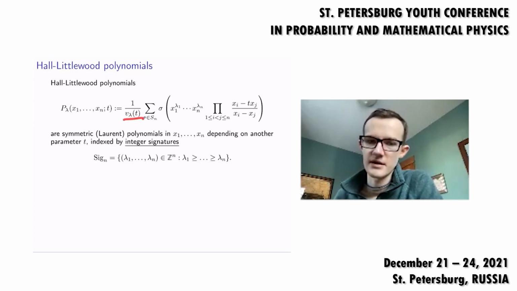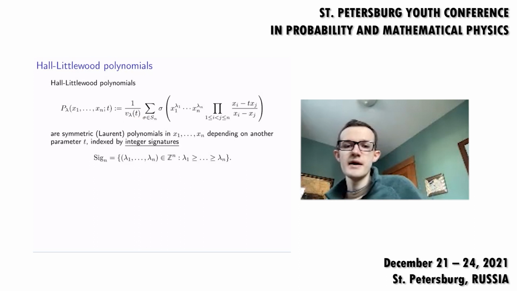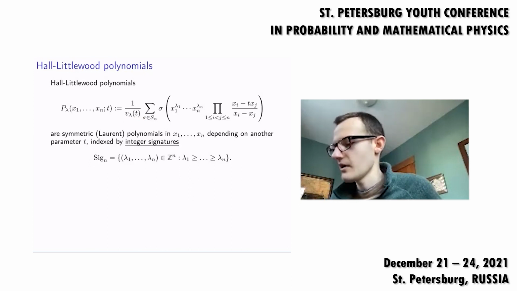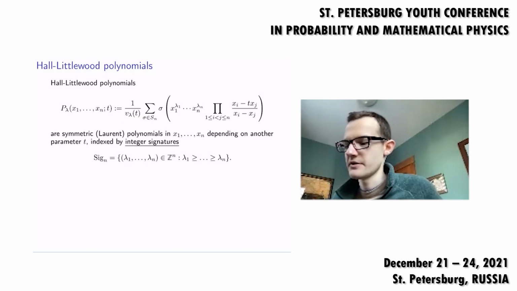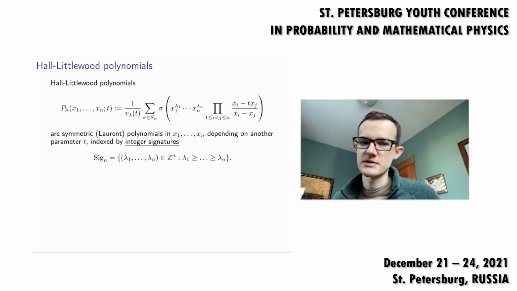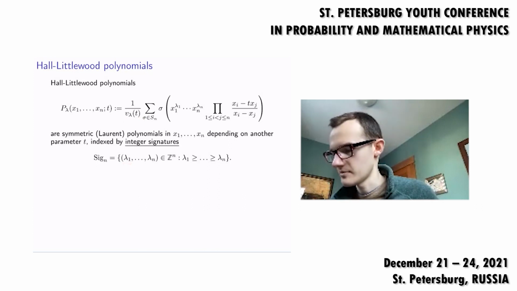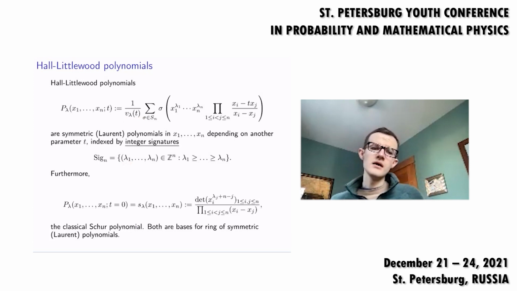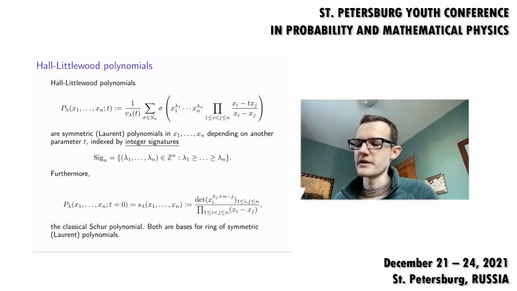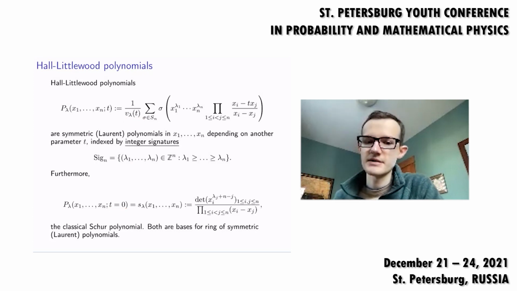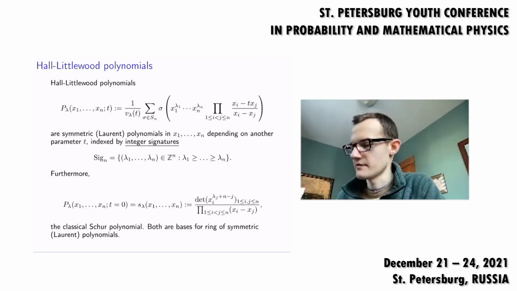Here, this is a normalizing constant you don't really need to worry about. And I'll just say that usually these are defined as polynomials. And if the signature has all of these lambda_i non-negative, then it will be a polynomial, but we want to consider it where they can be negative, and then it's a Laurent polynomial. They have lots of nice properties, connections to various areas. One thing I'll just say is that if you set this extra parameter t to be 0, then they specialize to the classical Schur polynomials, which are given, for instance, by this.